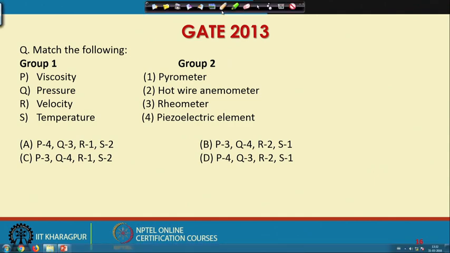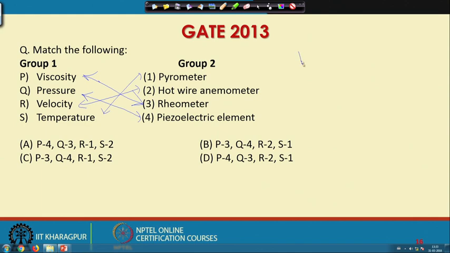Match the following, a question from 2013. Viscosity, you can use rheometer. Pressure, you can use piezoelectric element. Velocity, you can use hot wire anemometer. Temperature, you can use pyrometer.